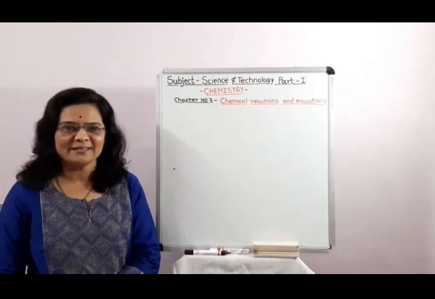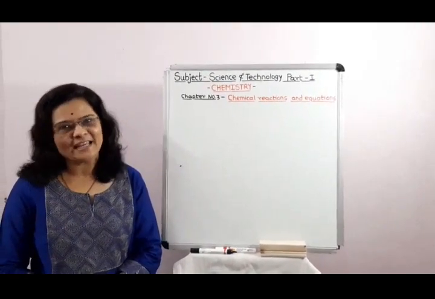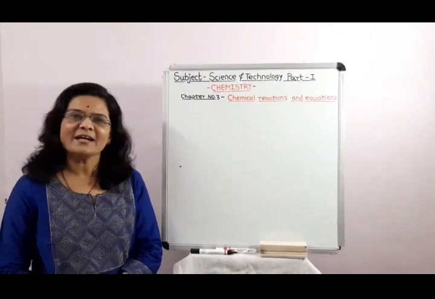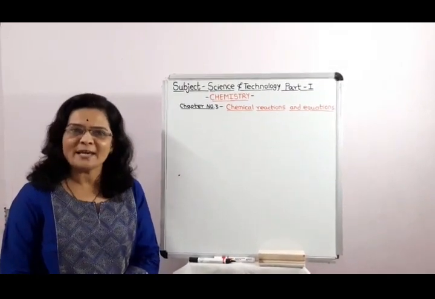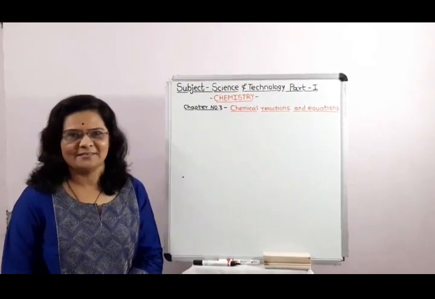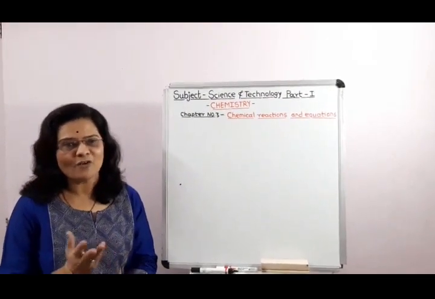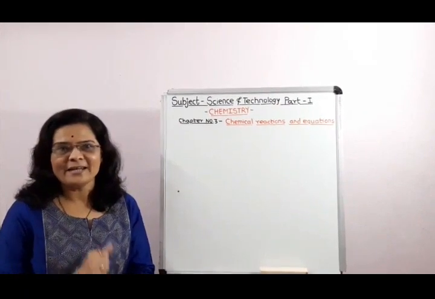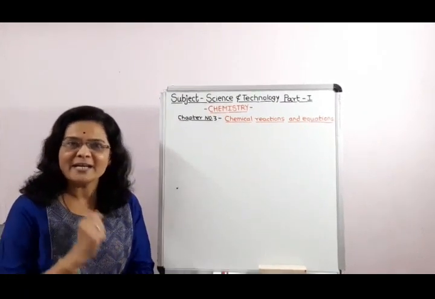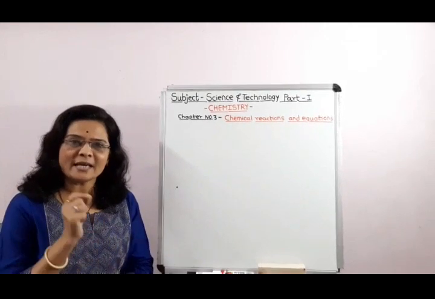Today we are going to learn chemical reactions and equations. In our day-to-day life and in our surroundings, so many chemical changes occur in the form of cooking of food, rusting of iron, fermentation of milk, fermentation of grapes. These are the chemical changes.